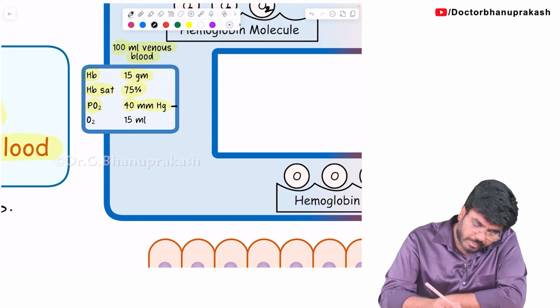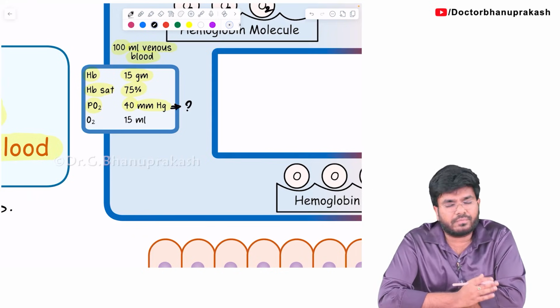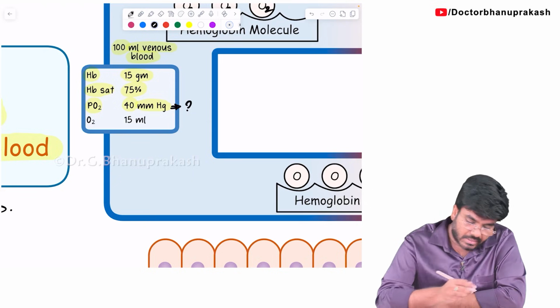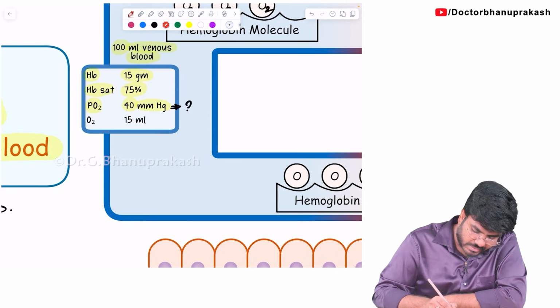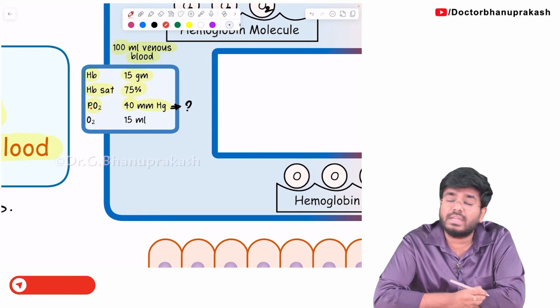Now, sir, why is it 40 mmHg? What is this partial pressure of oxygen? Just trust me, I will explain to you, in 5 minutes it will come. The partial pressure of oxygen, already I have told you, is because of the dissolved oxygen. So, the partial pressure of oxygen in the venous blood, how much is that? 40 mmHg, and why it is 40, I will explain to you.